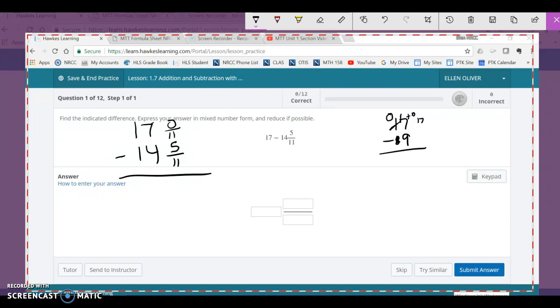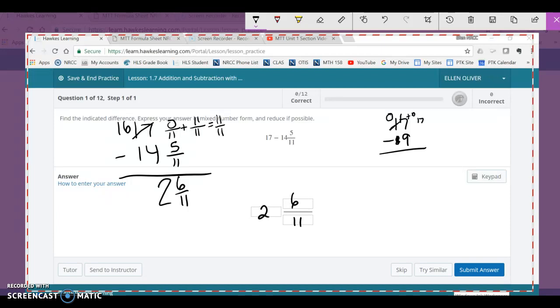So we're going to borrow 1 whole from the 17, and that becomes a 16. And we're going to add that whole to the 0/11. And since we are adding it to 11ths, we want to add 11ths. And we're adding 1 whole, so that means 11/11. So 11/11 plus 0 is 11/11. Now I can subtract. 11 minus 5 is 6/11. 16 minus 14 is 2.